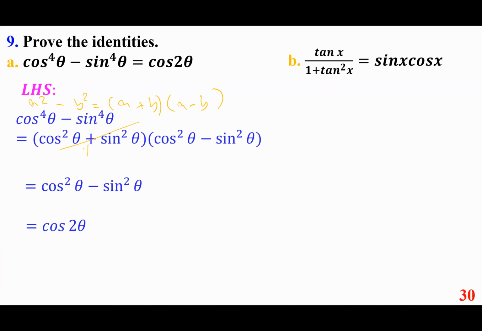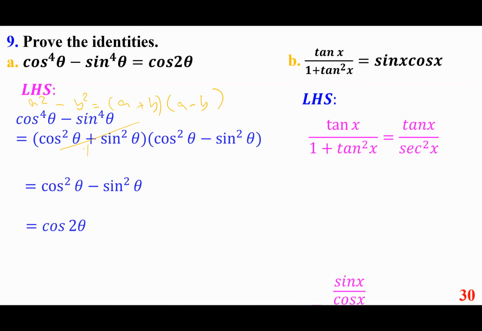We want to prove tan x over 1 plus tan squared is sine x cosine x. We start with the left-hand side. And on the left-hand side, the denominator is secant squared, right? Because 1 plus tan squared is secant squared, one of those Pythagorean identities. Now, the top, we change it to sine over cosine, and the bottom is 1 over cosine squared, or 1 over cosine to the second power, either way.